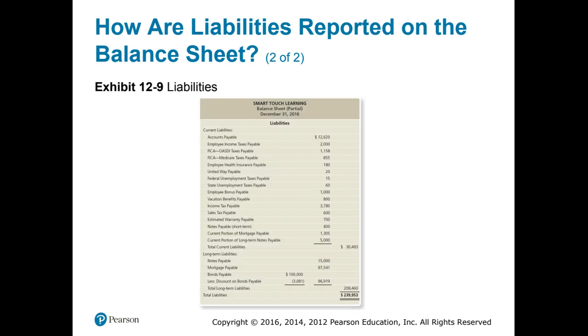So here we're looking at a balance sheet. We're looking at the liability section. And if you see down close to the bottom, under long-term liabilities, we have this bonds payable for $100,000 right here.